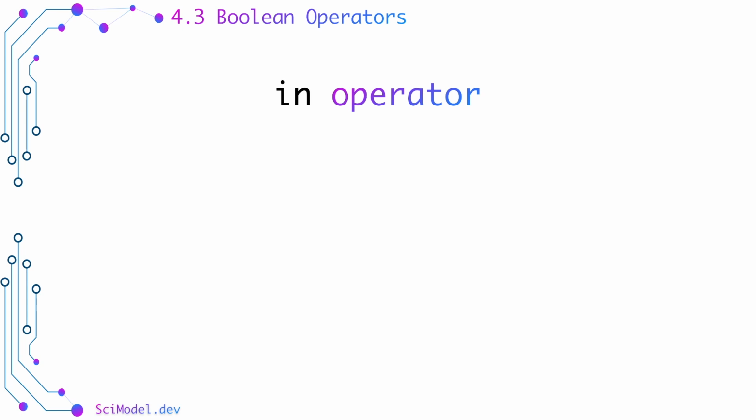Now, let us look at the fourth Boolean operator, which is the IN operator. The IN operator checks for membership. Meaning, if a variable's value is incorporated in another variable's value, then the first variable is a member of the second variable and the IN operator results in true. If there is no membership, then the IN operator gives false.